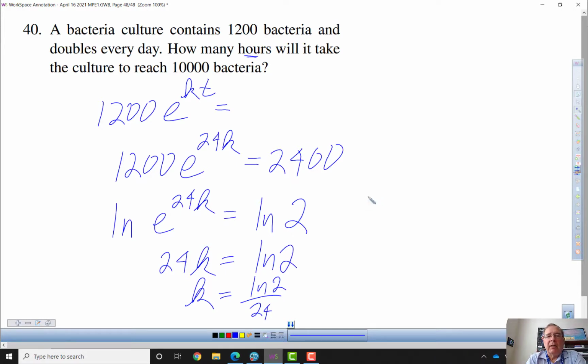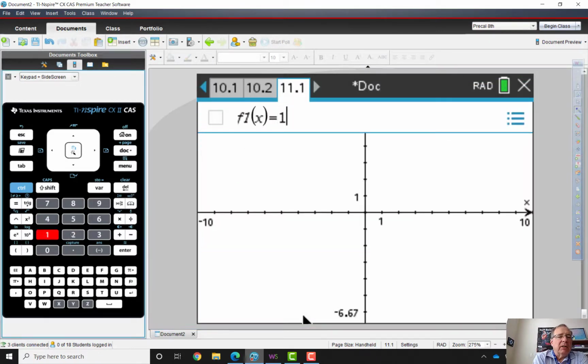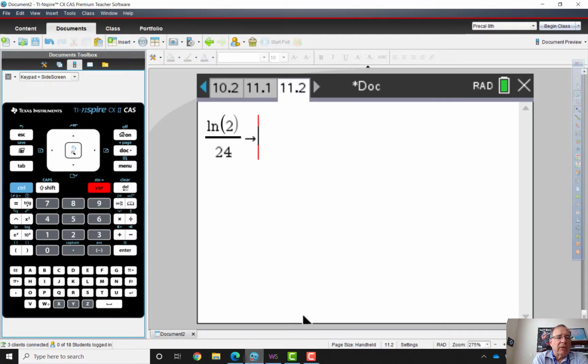Then we can go back and say population at time t is 1,200 times e to the kt. So I'm going to do that in the calculator. So I'm going to start a new problem with a graph, then 1,200. Actually, I need to go do the calculator. So I'm going to do fraction natural log of 2 divided by 24. Then I'm going to store that in k. So now I've got that stored.